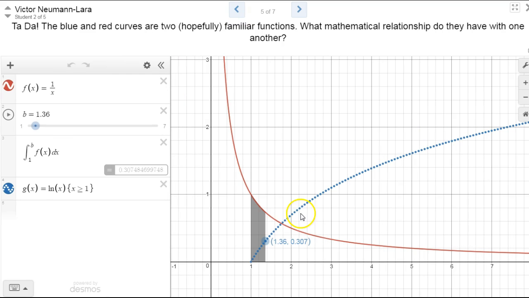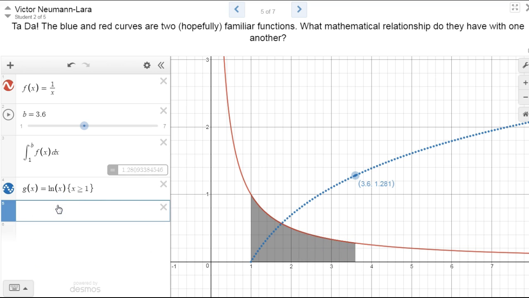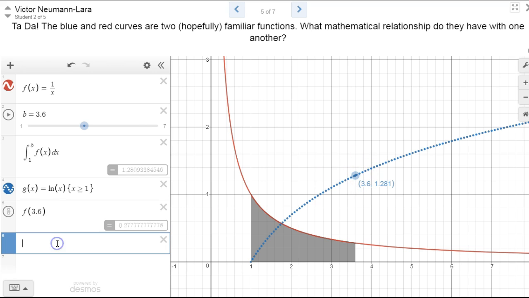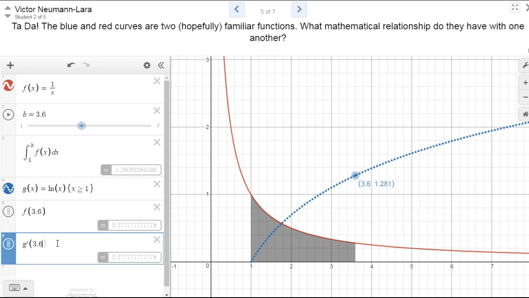So how is the area underneath the curve of 1 over x changing at the exact moment when b is equal to 3.6? How is this area accumulating changing? Well, it would be f of 3.6, or f of b in this case, 2.77. That would be the slope of this thing. If I did g prime at b, I'm going to do 3.6 again, we get 2.77.